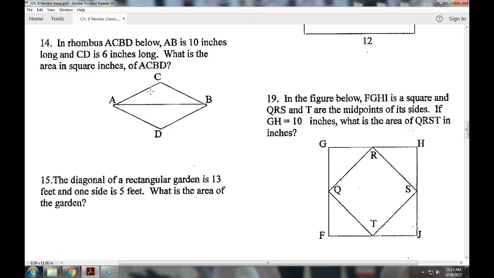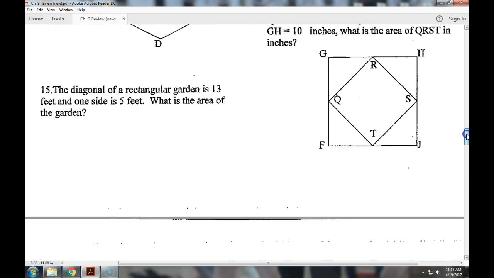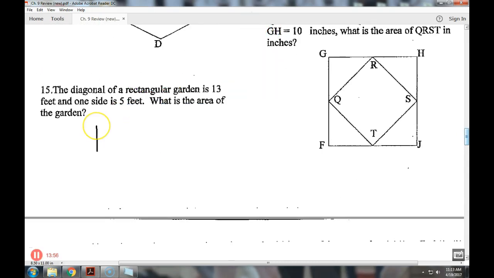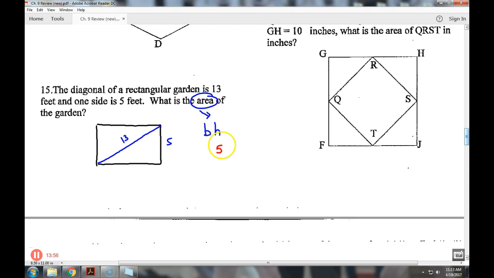Moving right on down, number 15 says the diagonal of a rectangular garden is 13 and one side is 5. So rectangular garden, diagonal is 13 and one side is 5. What is the area? So area of a rectangle is just base times height. The problem is, I know the height. The height is 5, but I don't know what the base is. So I've got to find this base down here. I'm going to just call it X because sometimes B's look like 6's and gets confusing.